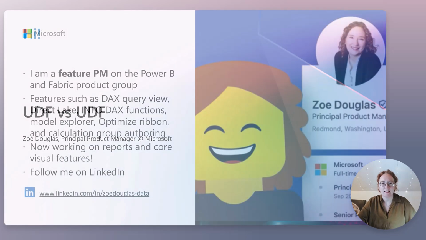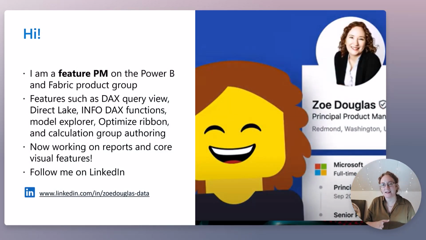So my name is Zoe Douglas, and I am a feature PM for the Power BI and Fabric user group. So this means that I've been working on features, including DAX Query View, Direct Lake, the Info DAX functions, Model Explorer, Optimize Ribbon. Those are the features that I have worked on. And I'm now working on reports and core visuals. What I'm not working on is either of these UDFs. Actually, I do now with the core visuals own the translytical task flow, but there's another PM who led that originally and is going to take over very shortly.